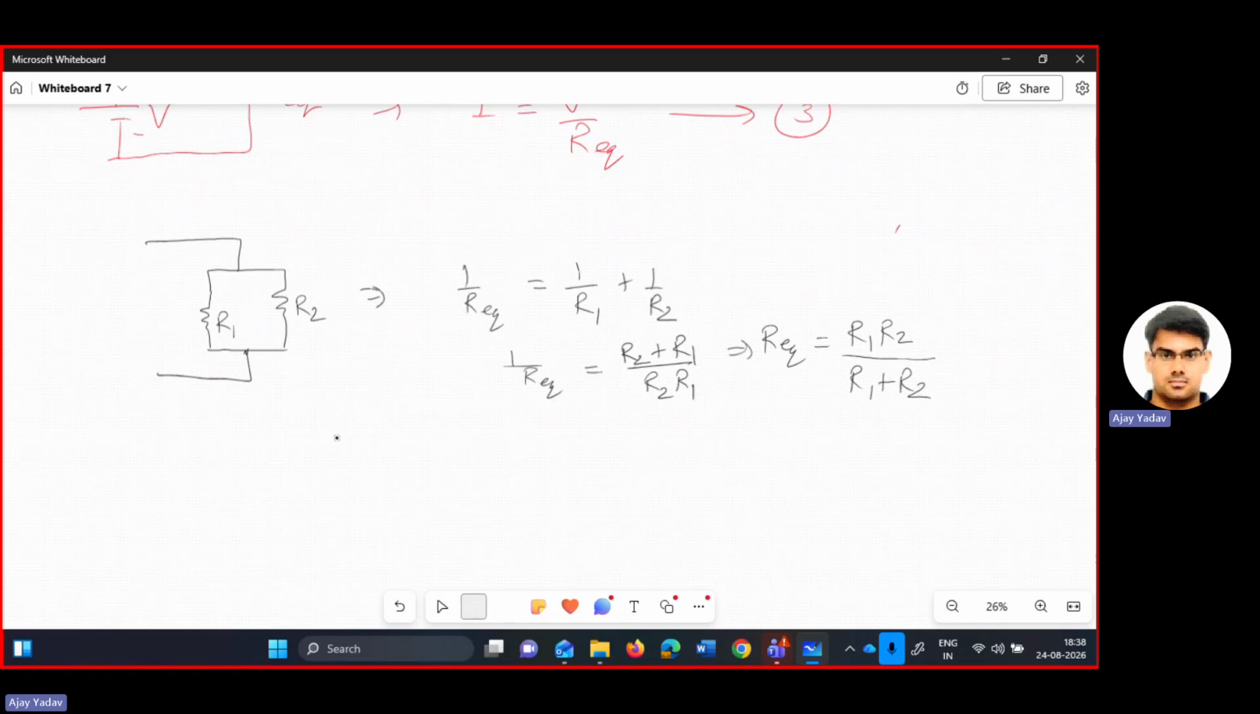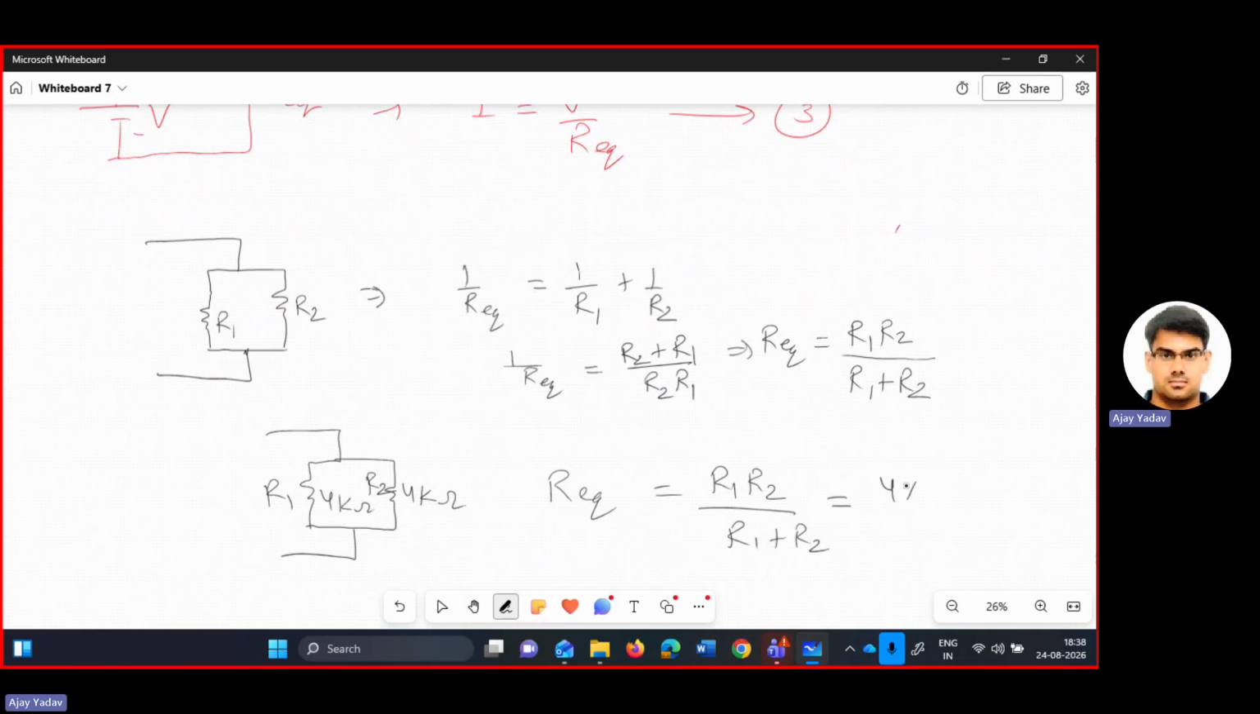Now, suppose you have two resistances in parallel, 4 kilo ohm and 4 kilo ohm. If you want to calculate the equivalent resistance, you can use this formula directly. This is your R1, this is your R2. So it will be R1 into R2 divided by R1 plus R2. Here it is 4 into 4 divided by 4 plus 4, so this is 16 divided by 8, which is 2 kilo ohm.